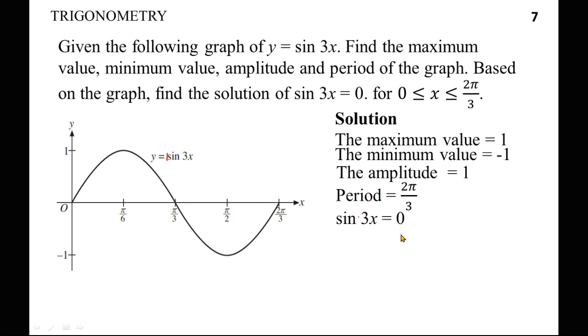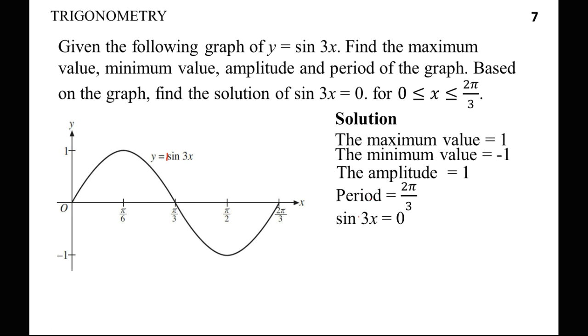So for sine 3x equals 0, it means that we are going to find the solution of this equation, sine 3x equals 0, or to find the value of x from the interval of x equals 0 until 2 pi over 3. So using this graph, it will be very easy to find out the solution.